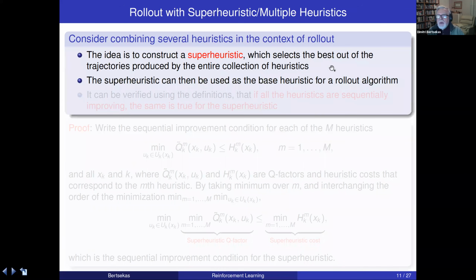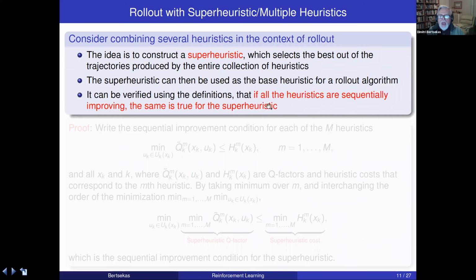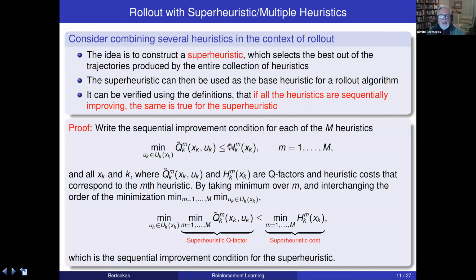And now the nice thing about the scheme is that if all the heuristics are sequentially improving, the same is true for the super heuristic. So you still have all the properties that we discussed, namely monotonicity of the trajectories generated, cost improvement, and so on. So this is a theorem now here, but the proof is very simple. Okay, so basically we need to verify that the super heuristic is sequentially improving, right? Assuming that all the other heuristics are sequentially improving.